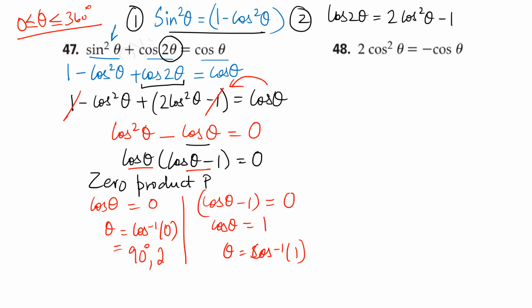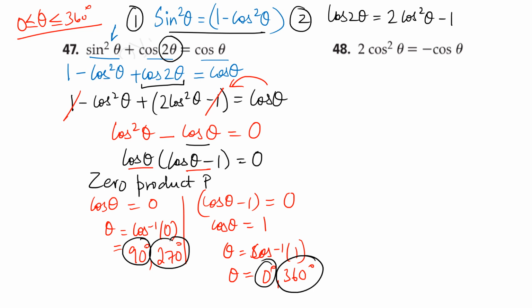The next value will be at 270. Similarly for cos inverse 1, it will be 0 and 360. So let's see how many total values we get. That's the first value, second, third, fourth, total 4 values.